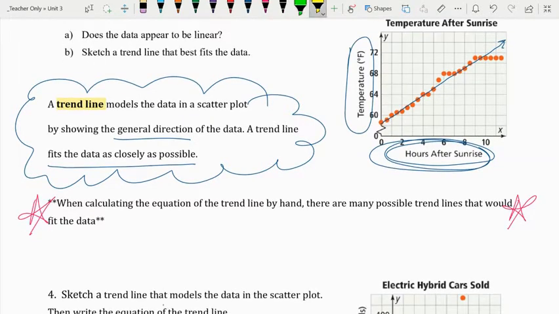All right, there's a big point right here. When you calculate an equation of a trend line, there are many possible trend lines that would fit the data, right? You might have drawn this a little bit different and picked two different points to work with, which then would change the whole line in general. So you don't have to have the same answer as the person next to you to get the right answer, okay? So keep that in mind as we keep going.